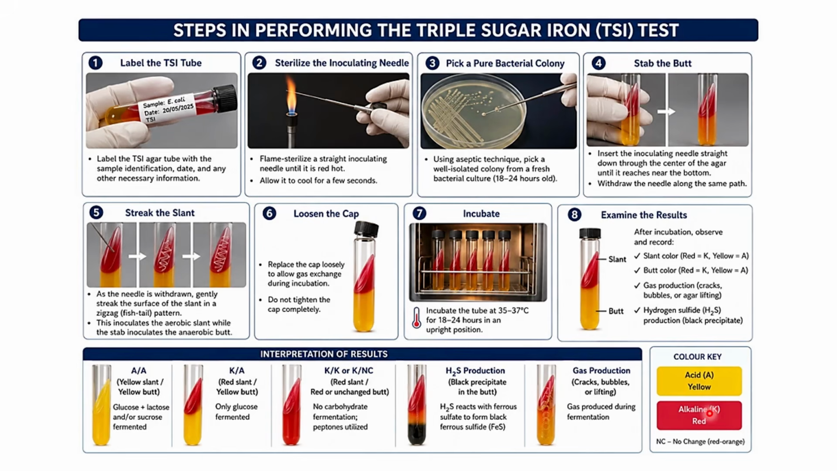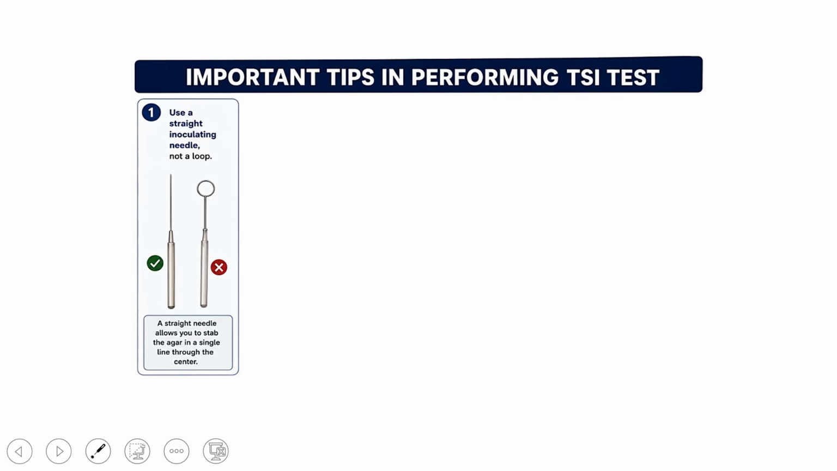So for the color code, a yellow color shows the production of acid as a result of carbohydrate fermentation, and which is normally indicated with the alphabet A as shown over here. And alkaline production, which is as a result of peptone metabolism, is indicated with a deep or a bright red color over here, and this is also represented with K over here. Whenever there is no microbial metabolism in the medium, it is recorded as NC, which means no change.